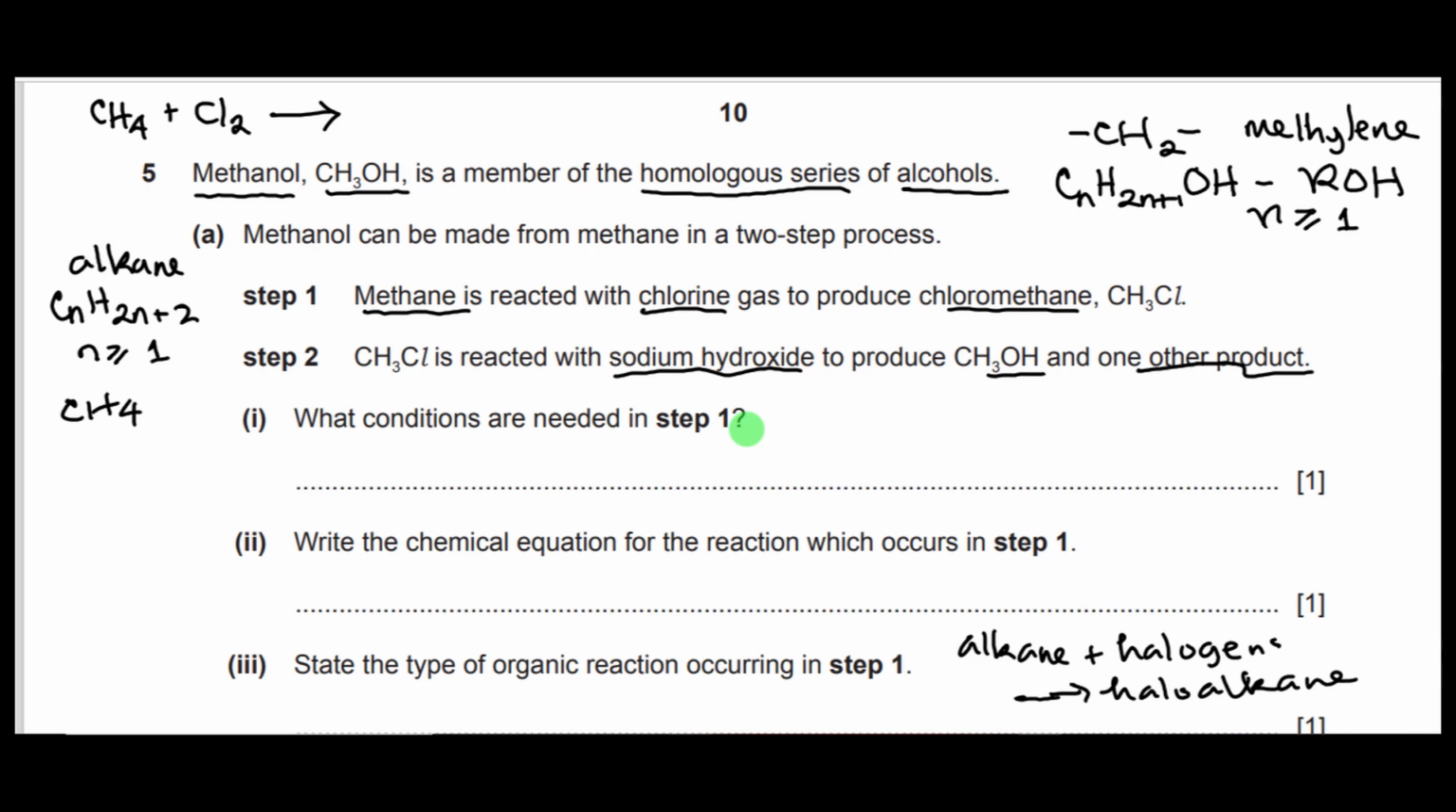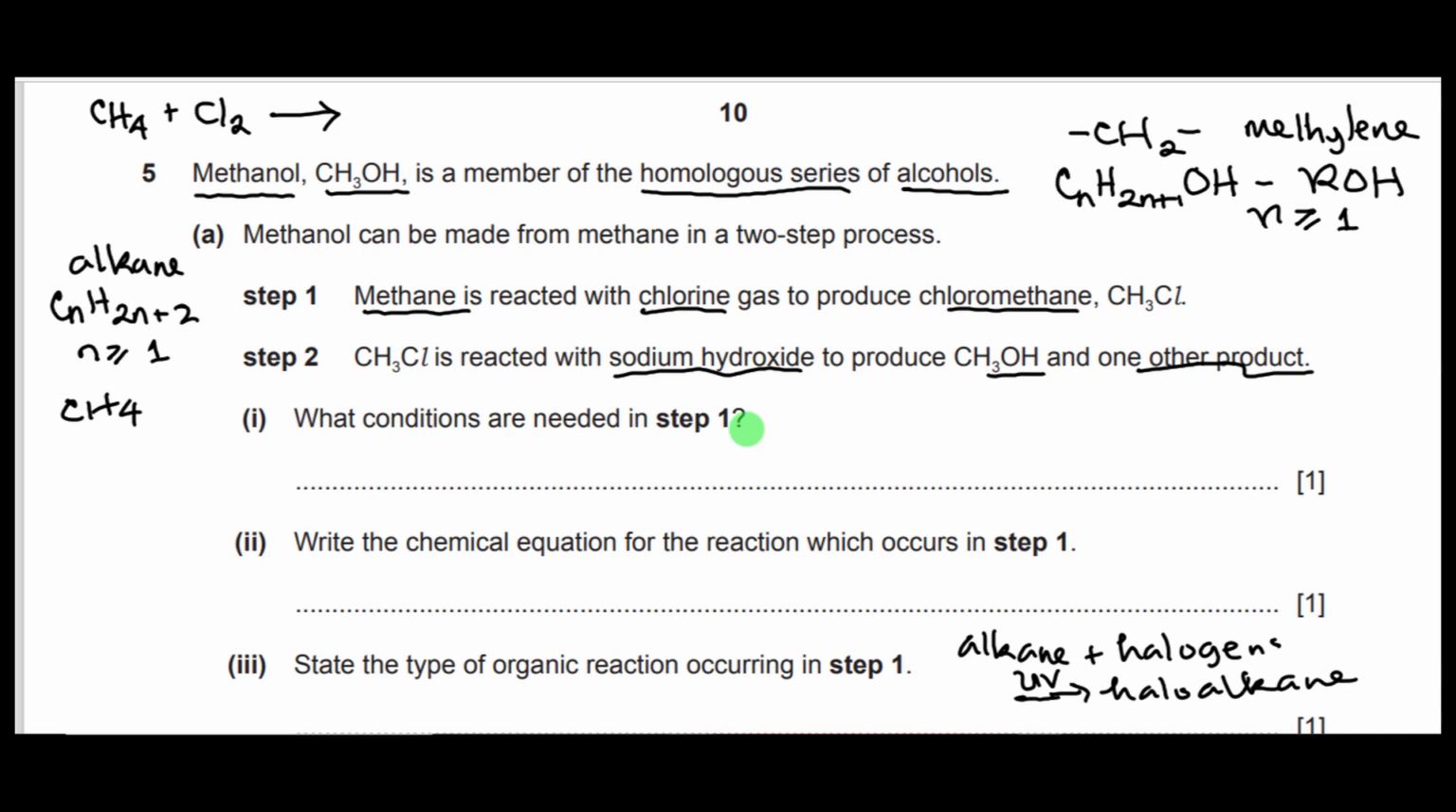But this reaction does not just occur on its own. It occurs in the presence of sunlight or UV light. It's a 3-step reaction. There's the initiation stage, there's the propagation stage, and there's a termination stage. That's more complex than your scheme. But for this scheme, we are asked to state the conditions under which step 1 occurs.